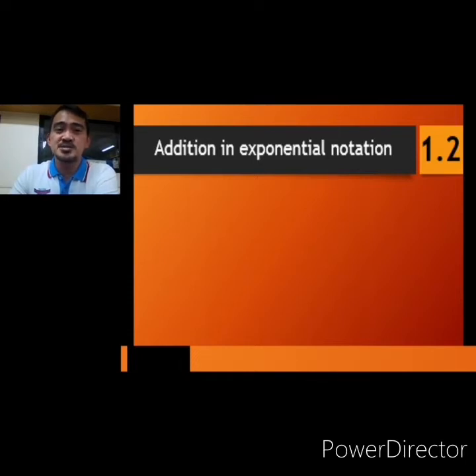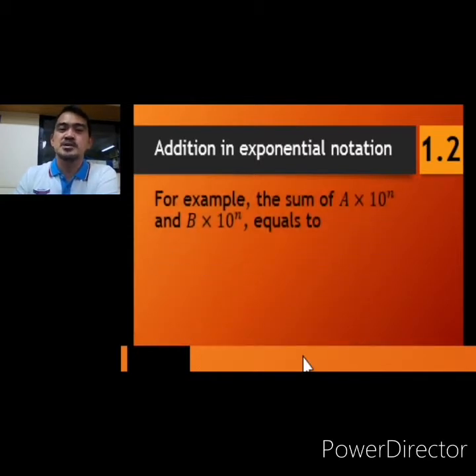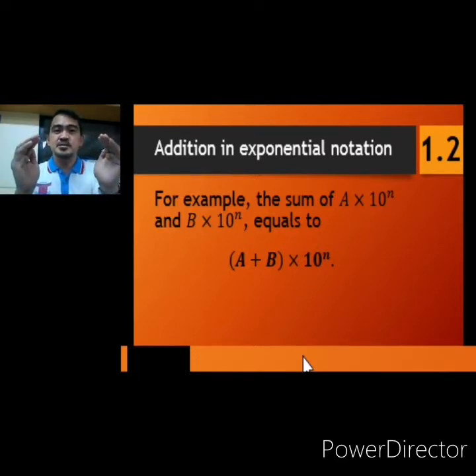Addition in exponential notation. Addition is the process of finding the sum of two or more numbers using exponential notation. For example, the sum of a times 10 raised to n and b times 10 raised to n equals the quantity a plus b times 10 raised to n. The parentheses, open and close parentheses, read as "the quantity." The quantity a plus b times 10 raised to the power of n.